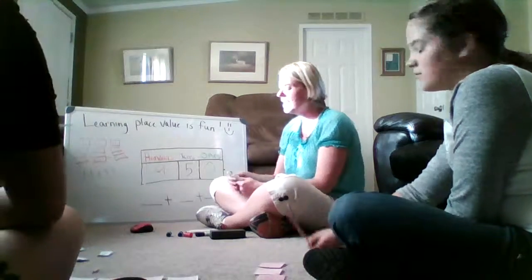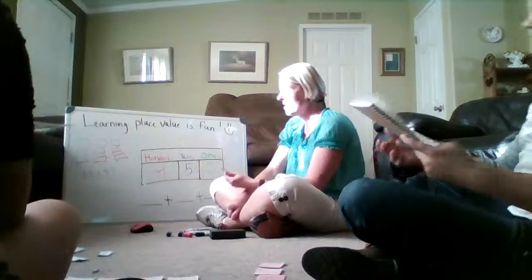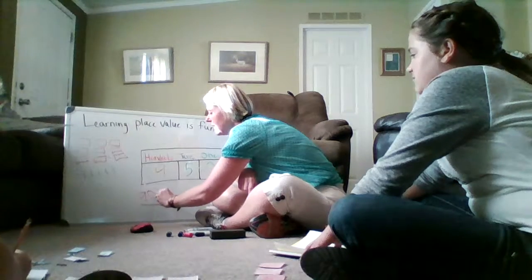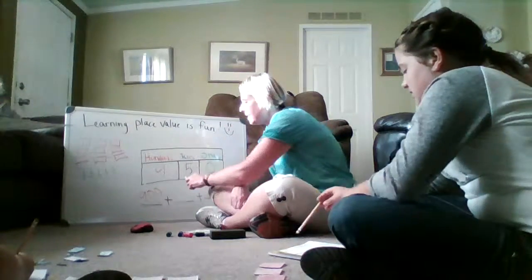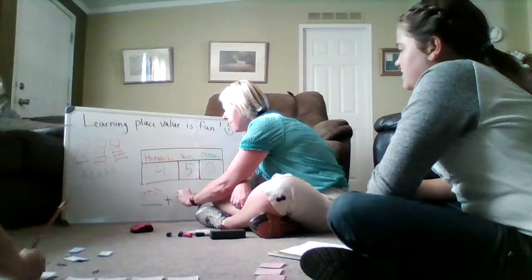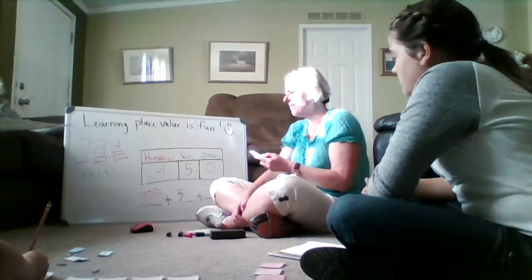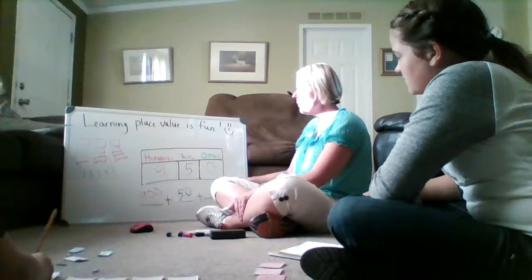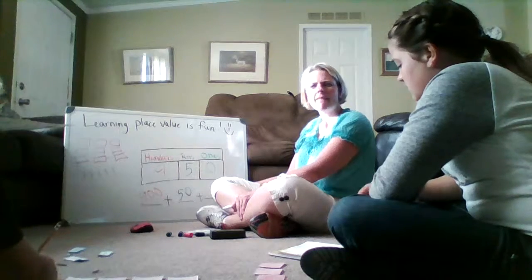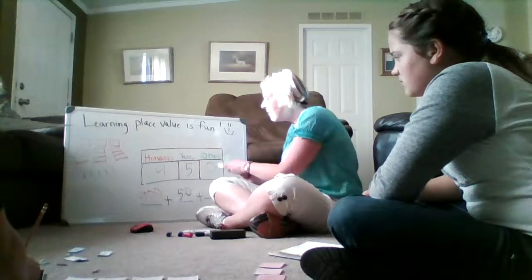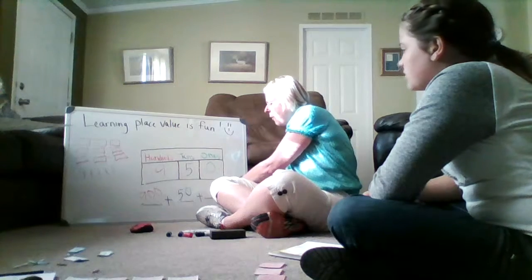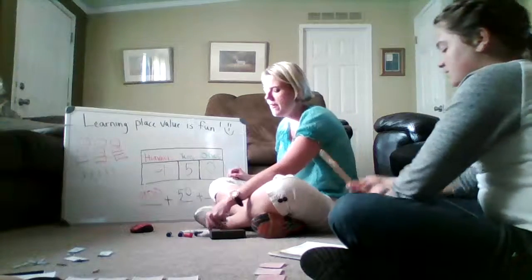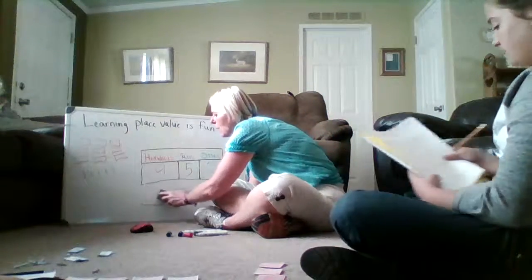Okay, now let's write it in expanded form. How would we write that in expanded form? 900 plus 50. And how many zeros does that get? 1 zero for 50. And then what do we put over in the last column? A 0, because there are no ones. So it would be 900 plus 50 plus 0. Very good.